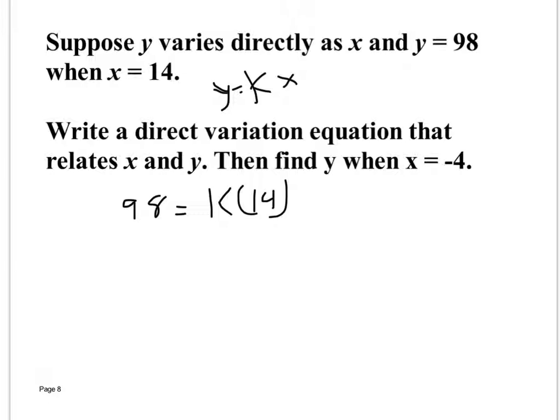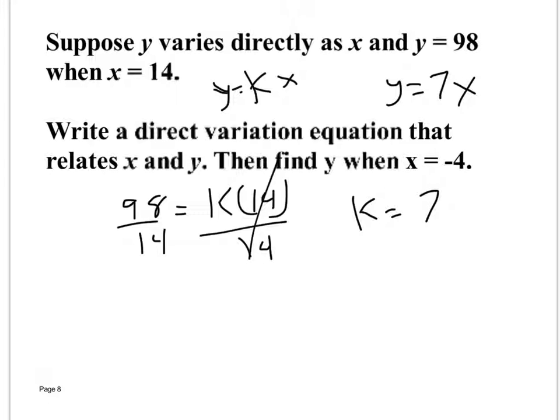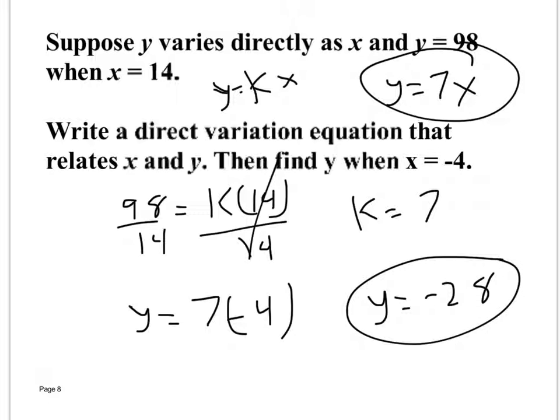I plug in k, and I plug in 14. So what do I do to find k? Divide by 14 on both sides. How many times does 14 go into 98? Somebody tell me. Okay, 14 goes into 98 7 times. So now I have a direct variation equation. It's y equals 7x. Now what I do is plug in x, because that's what they give me, and I find my y. What's negative 4 times 7? So y equals negative 28. So that's my two answers. Y equals 7x and y equals negative 28. All right, here's your homework.